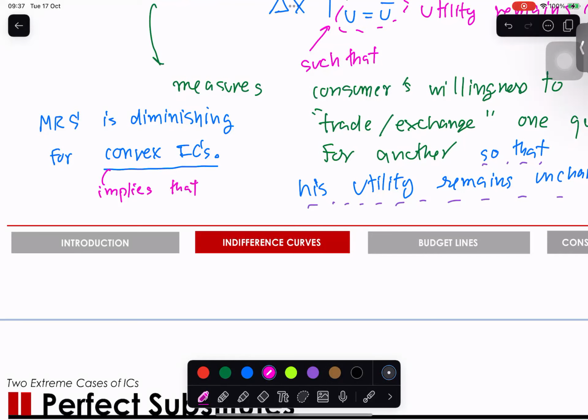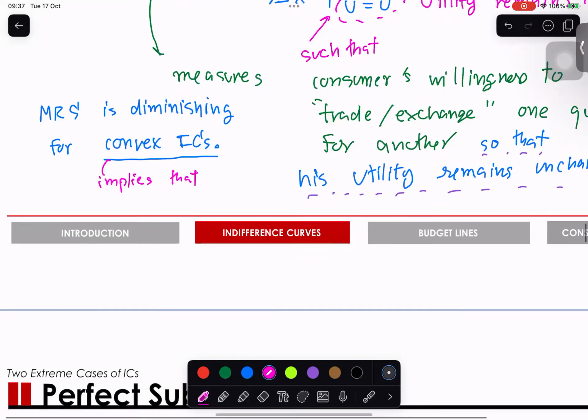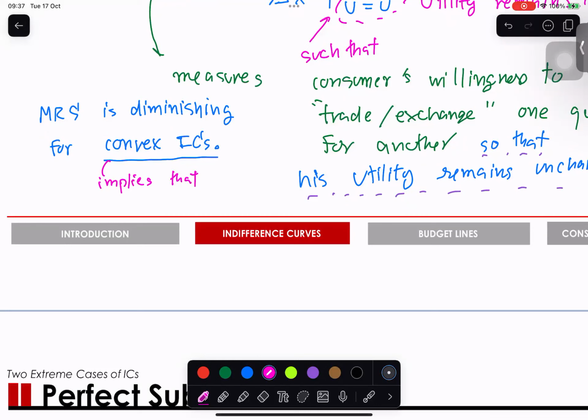The shape tells a story of how this person regards pizza and Pepsi. With a convex IC, the slope changes all the time. The rate at which he wants to trade one good for another changes all the time, depending on whether he is hungry or not, as you could already see. When it's convex, it implies that pizza and Pepsi are imperfect substitutes. It's not always the case that if you steal one, you give him one, and he is okay. No. He changes his answer all the time.